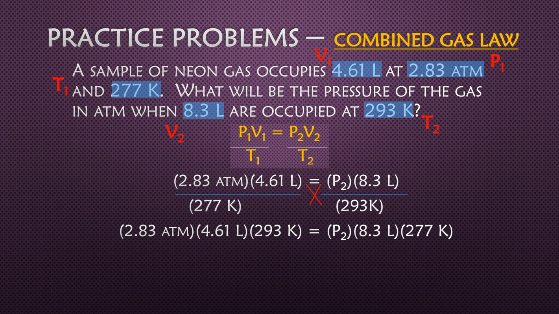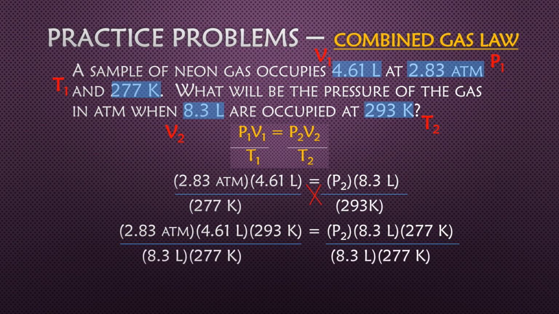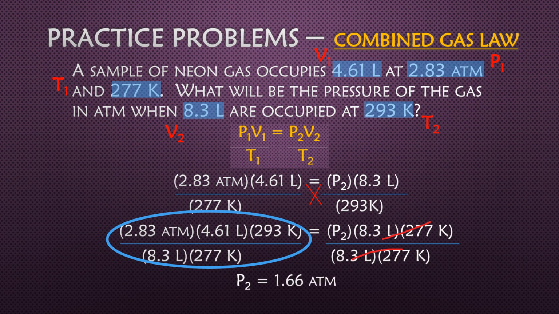Now once again, we have to solve for P2, which means we want to get rid of 8.3 liters and 277 Kelvin on this side and bring that to the other side. So we can just divide by 8.3 liters times 277 on both sides. That is going to cancel out these two numbers on the right hand side, and then we just put these numbers on the left hand side in the calculator, and that's how we get P2 equals 1.66 atmosphere.